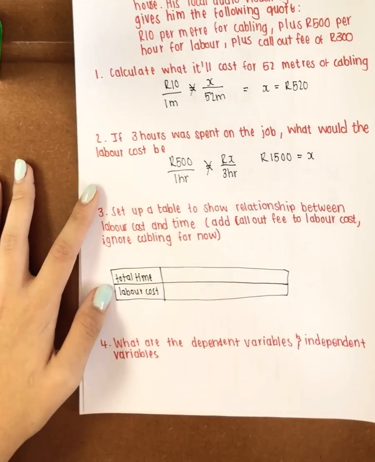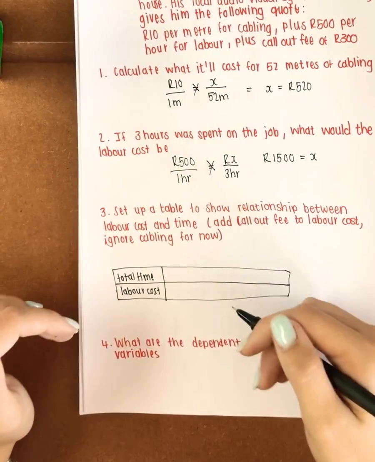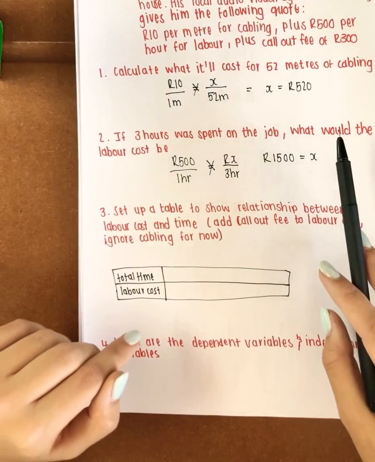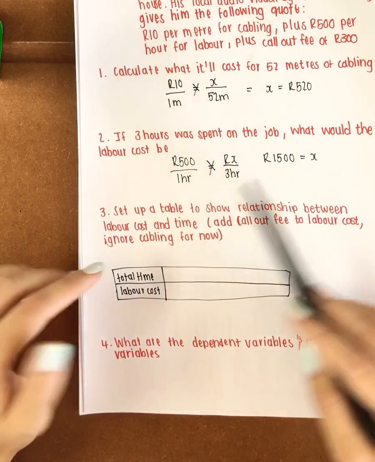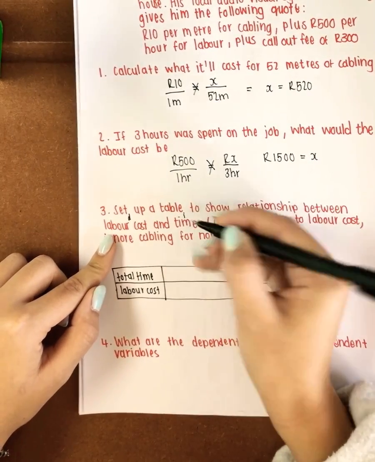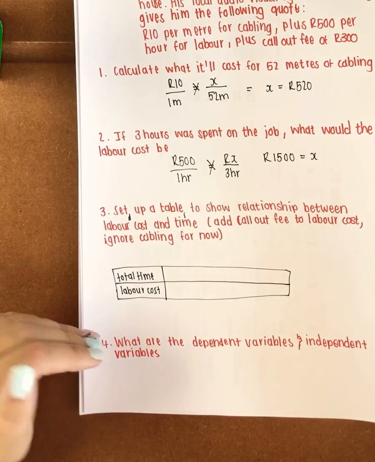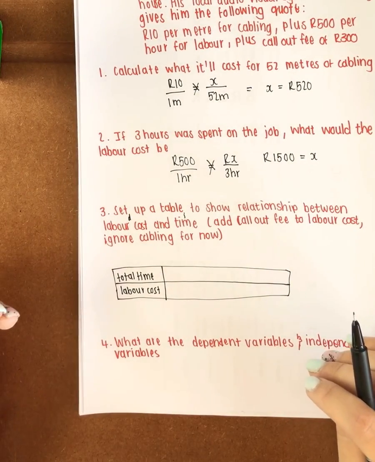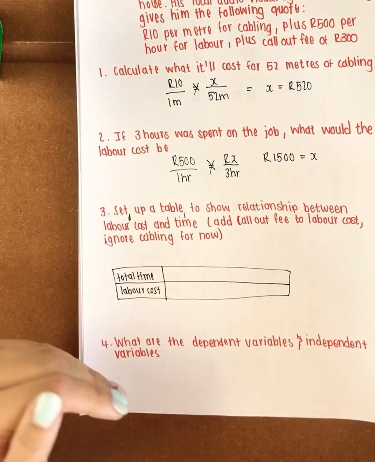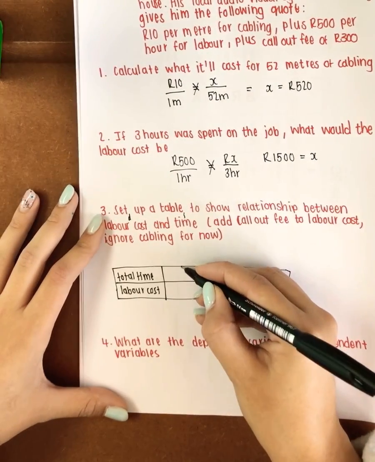Okay, I can discover which one to put where by just looking at dependent and independent variables. So, does my cost of labor depend on the time they take? Yes, it does. Okay, so my labor is dependent and my time is independent. Okay, so they don't work for 3 hours if the owner only pays 300 Rand. They will work and then they pay them afterwards depending on how much time they took.